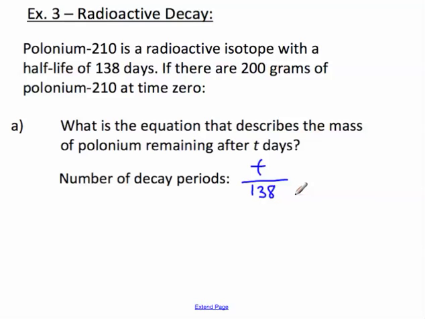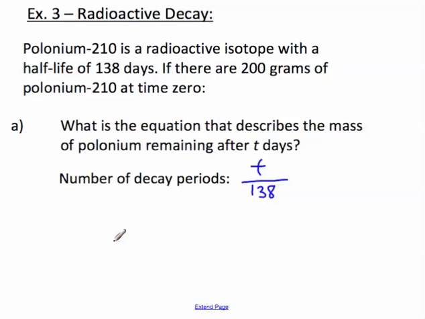If you had 21 days and you wanted to figure out how many weeks had passed, you would divide by 7 days in a week. Similarly, if t days have passed and you want to find out how many half-lives have passed, you divide by 138 because each half-life is 138 days. So this is the number of decay periods, and that means this has to be the whole exponent. Remember, the whole exponent represents the number of growth or decay periods.